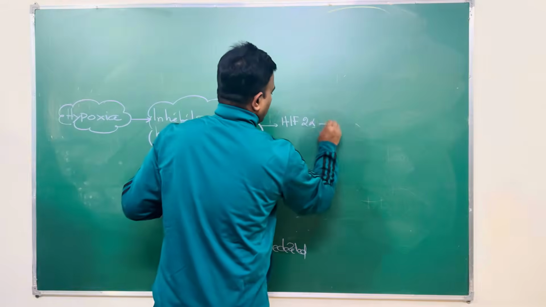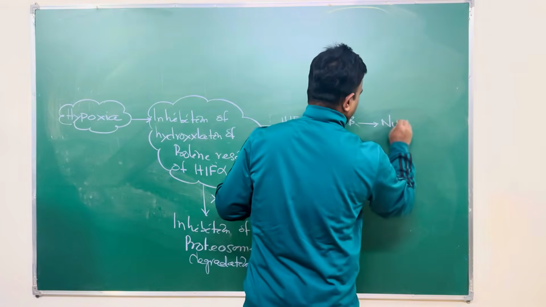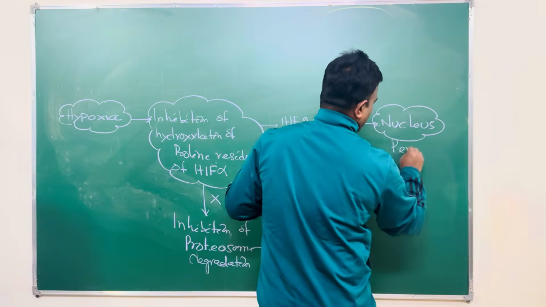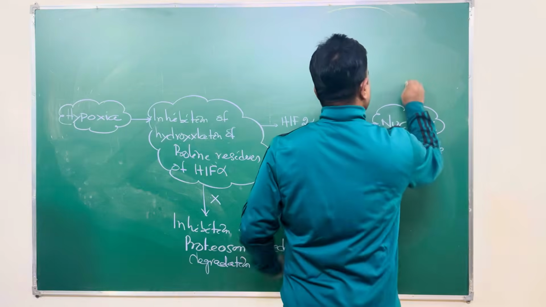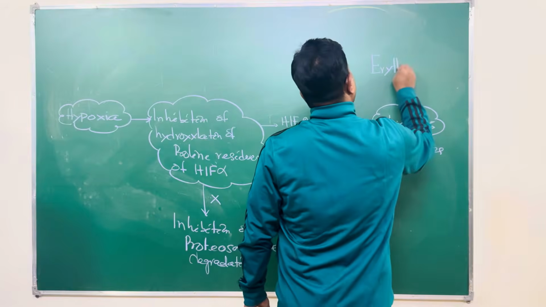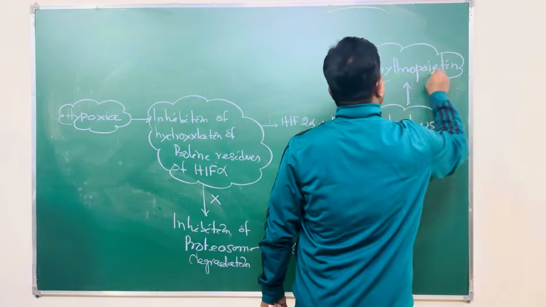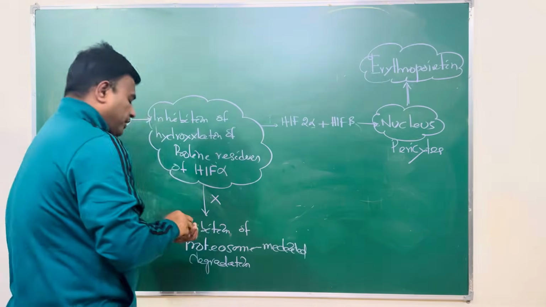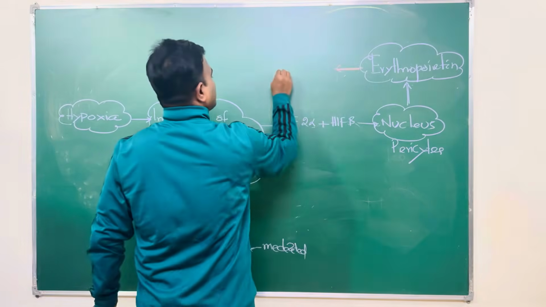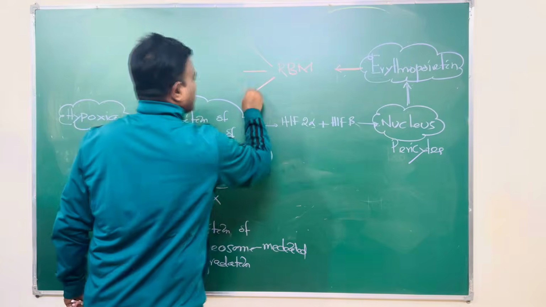What happens thereafter? Now once this is inhibited, HIF2 alpha binds with HIF beta, enters the nucleus of renal pericytes, and stimulates the secretion of erythropoietin, as I told earlier, due to the expression of the erythropoietin synthesizing and secreting gene. Now here comes the important point. Erythropoietin comes to the red bone marrow. It acts on three parts.